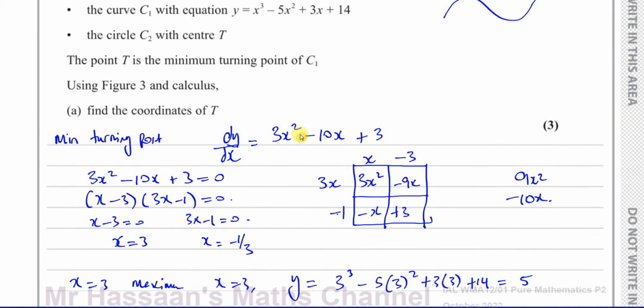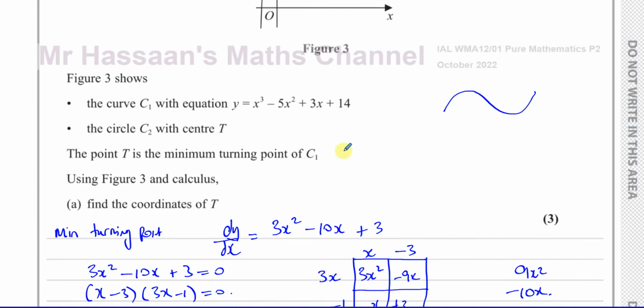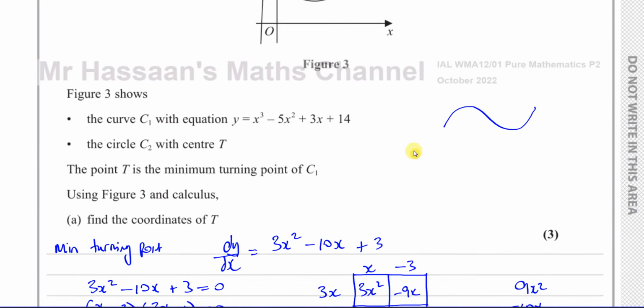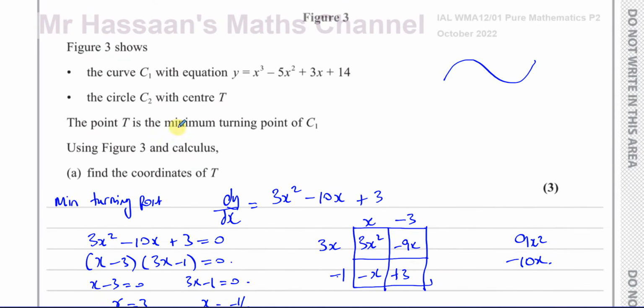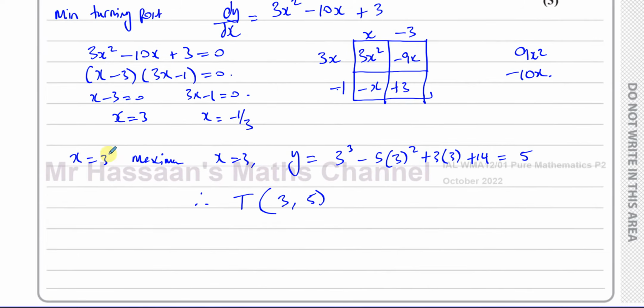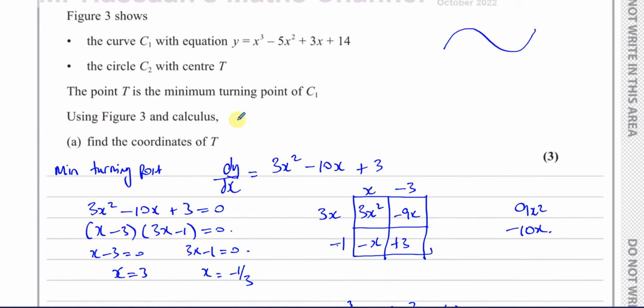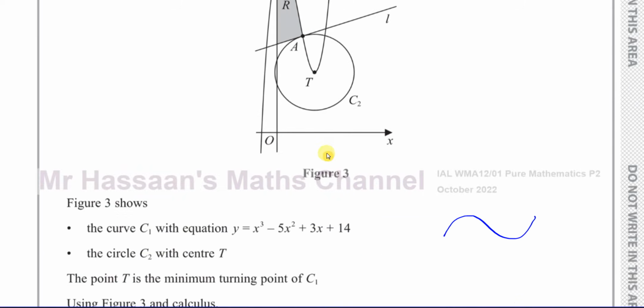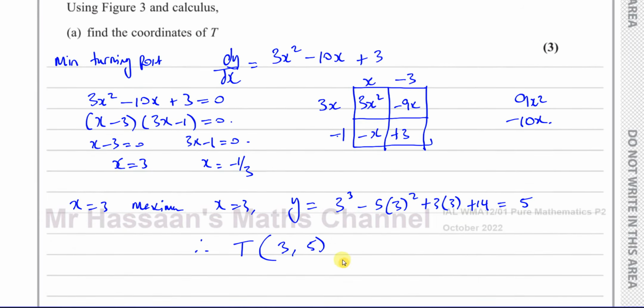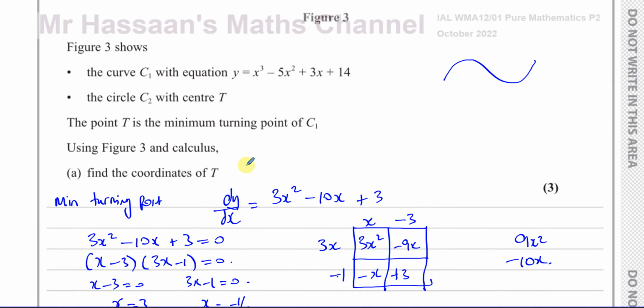We don't really have to justify that this is the minimum here, although we could if you wanted to, because we can see from the diagram. It says, using figure 3 and calculus. So using calculus, which we did to find the x coordinates of the two turning points, and the figure, we can see this must be 3 and this must be 1/3. Okay, so those are the coordinates of T. That answers part A of this question.